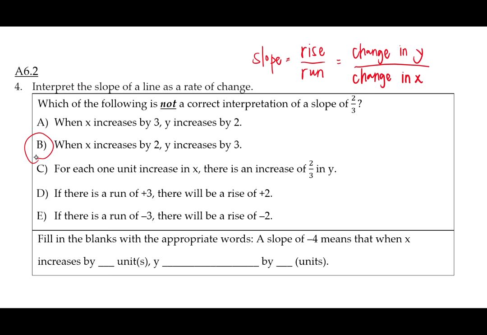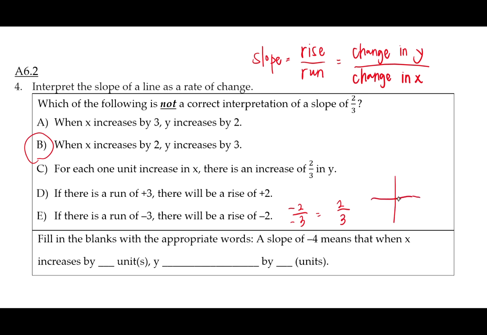That's a correct statement. E is very similar, but it says if there is a run of -3, there will be a rise of -2. Is this also correct? Well, notice that -2 over -3 is the same thing as positive 2/3 because those two negatives cancel each other out. And so therefore, going to the right 3 and up 2 is the same thing as going to the left 3 and down 2.